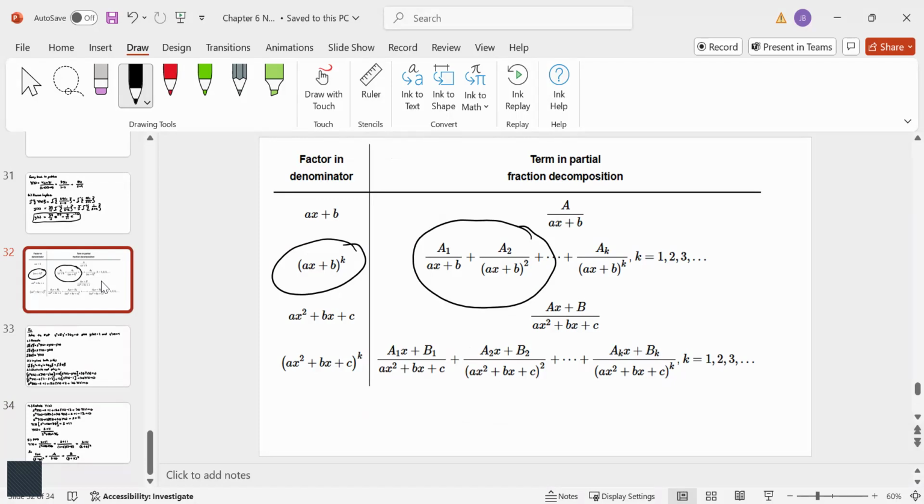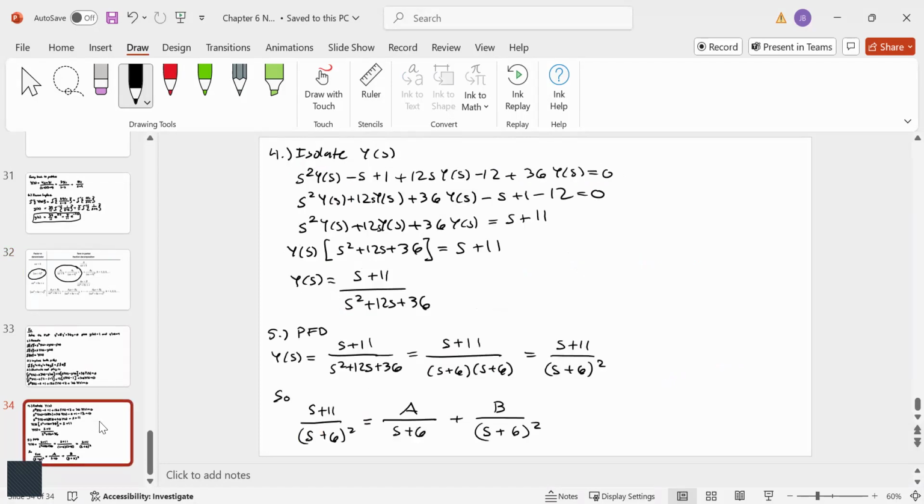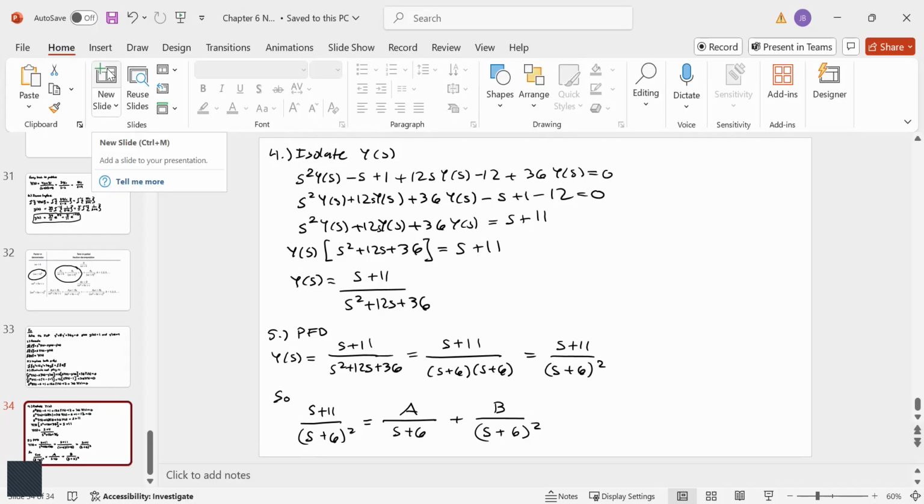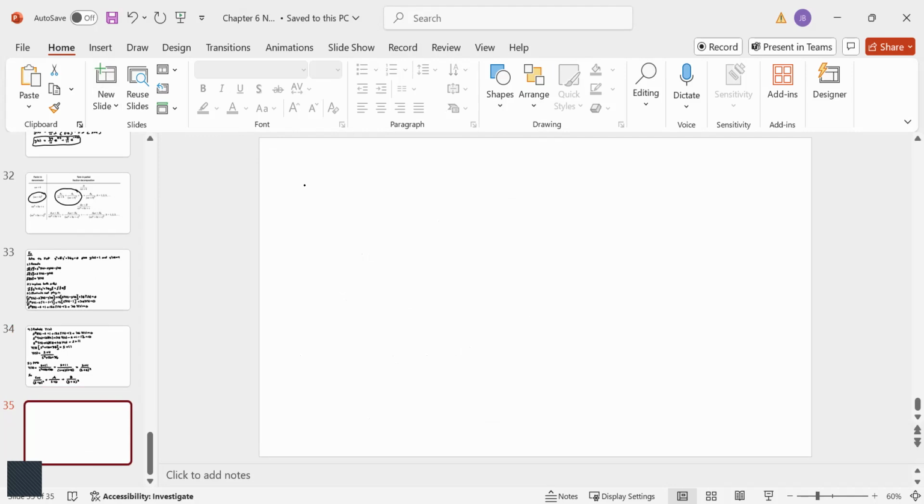The highest I've ever seen it go is like three, but since we're dealing with second order polynomials, sorry, second order differential equations, they're going to be second order polynomials. So you'll never go beyond two. Okay. So you don't have to worry about doing more than two, honestly. So we got that. Now, here's the thing. The cover up method that I showed you earlier, it still works, but not for the entire thing.